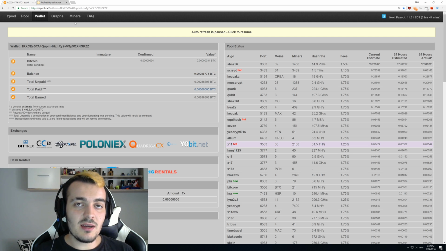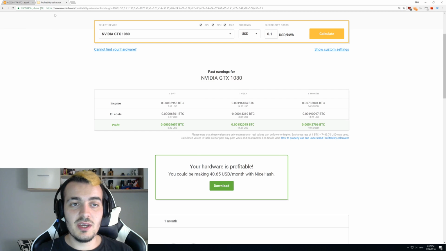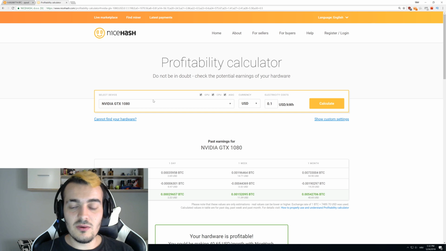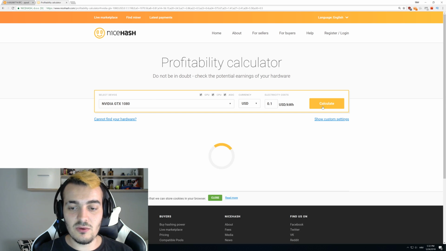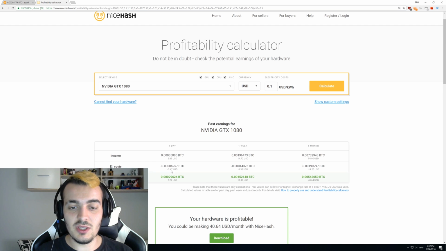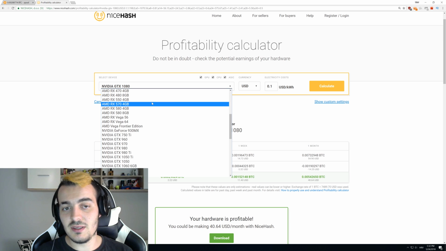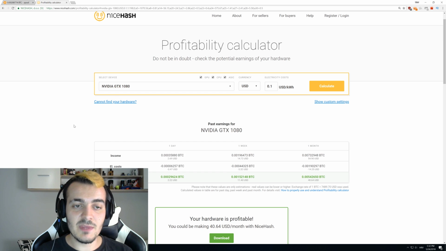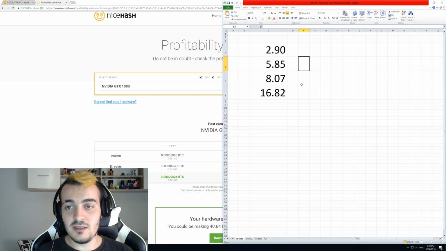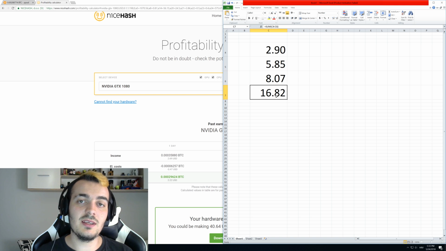So, let's see how much money I would make if I would just be running my rigs on Nicehash. So, if you go to the Nicehash profitability calculator, you can choose GTX 1080 over here, then press calculate, and you would see how much I would make with 1 GTX 1080, I would make $2.69. Then you can choose 1060s and 1080 Ti, and you can combine all of that to see profits. So, I already did that over here, and I would be making $16.82 per 24 hours by using only Nicehash.